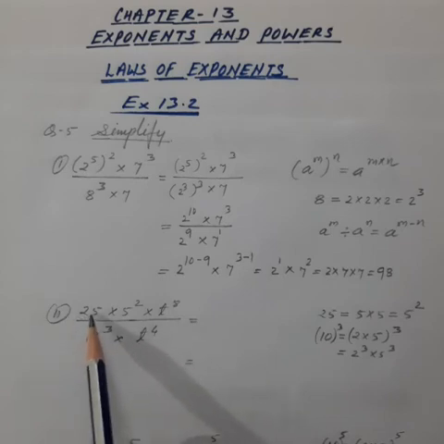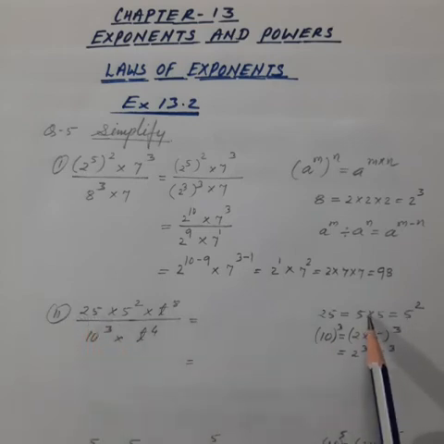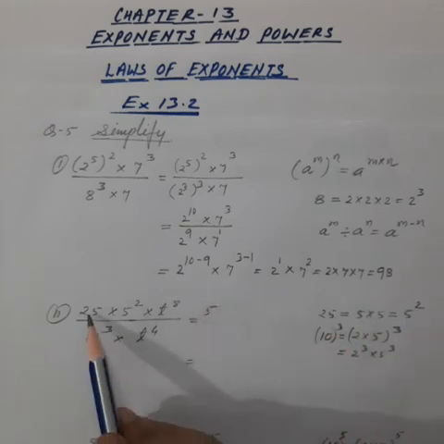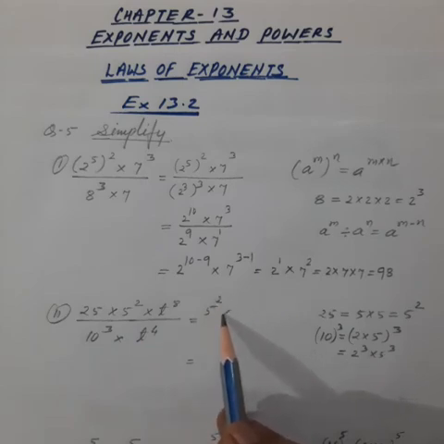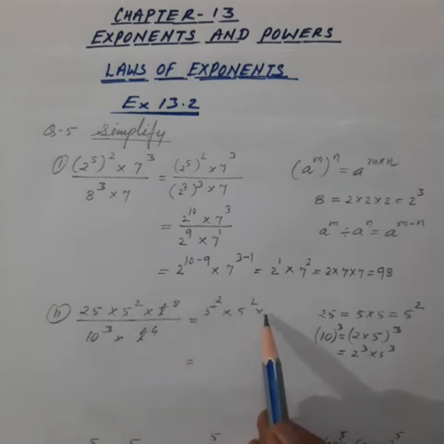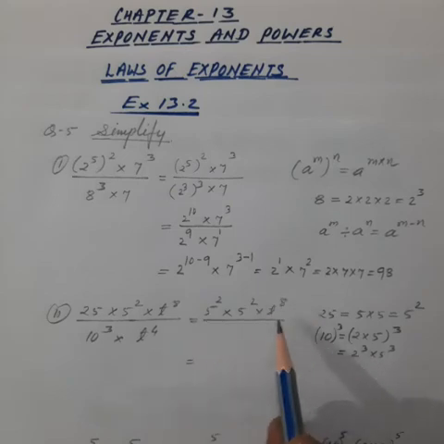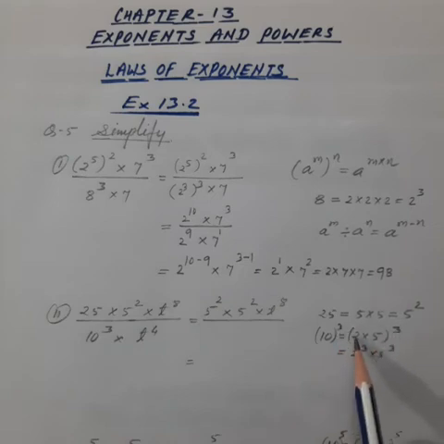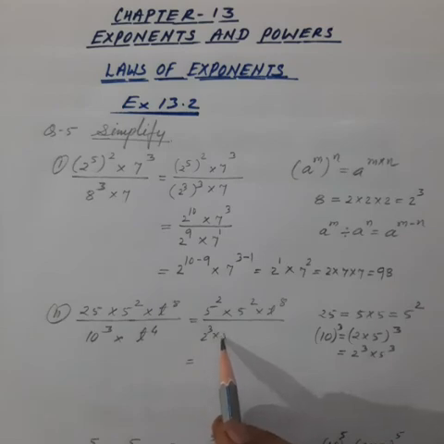Second, in this question 25 is composite number. So find its prime factorization. 25 we can write as 5 square. So at the place of 25 here write 5 square. Then 5 square into t raised to the power 8. In denominator, this 10 is also a composite number. Find out its prime factorization. Prime factorization of 10 is 2 into 5 and power is 3. Separate the powers. 2 cube into 5 cube. So at the place of 10 cube write 2 cube into 5 cube. And this is t raised to the power 4.